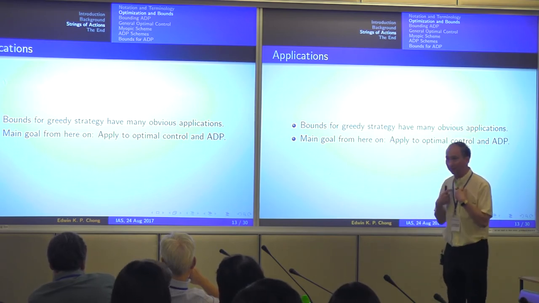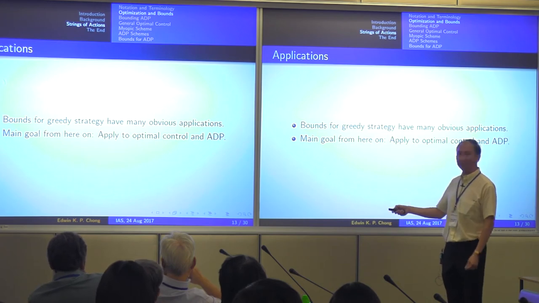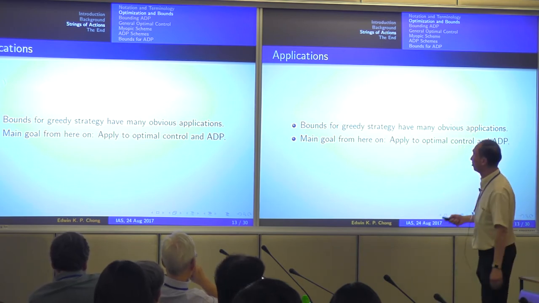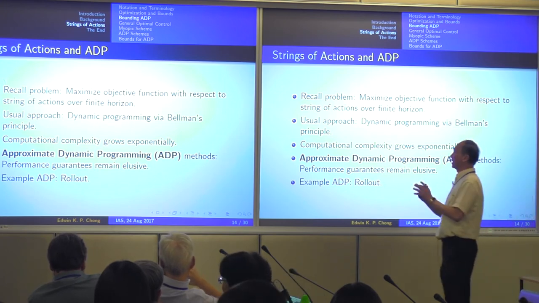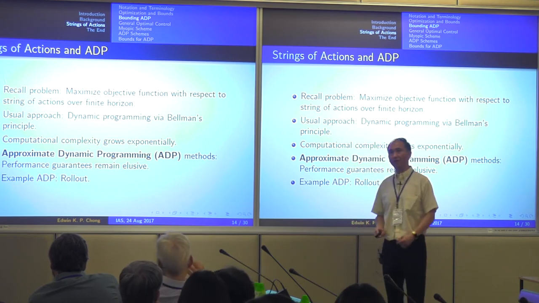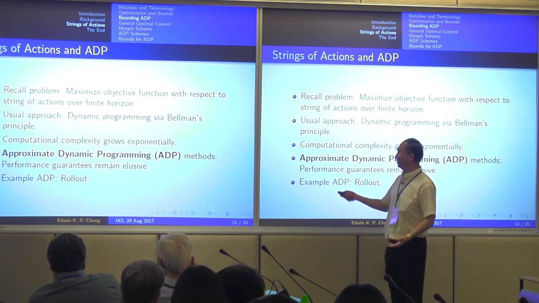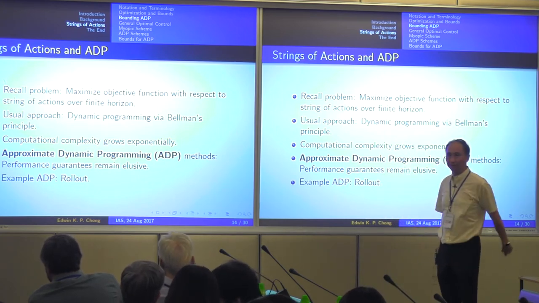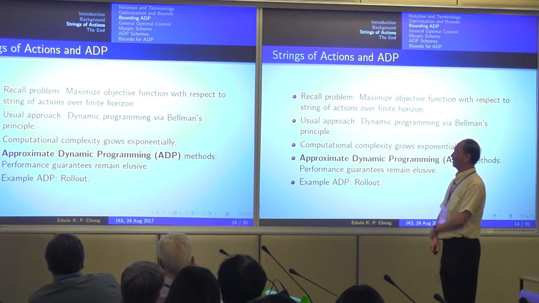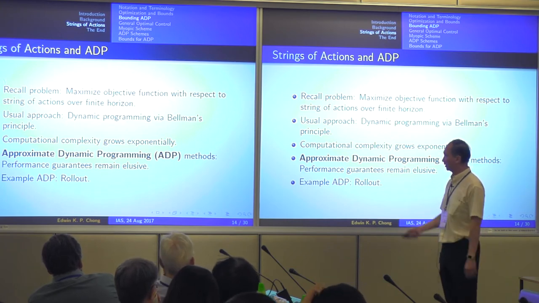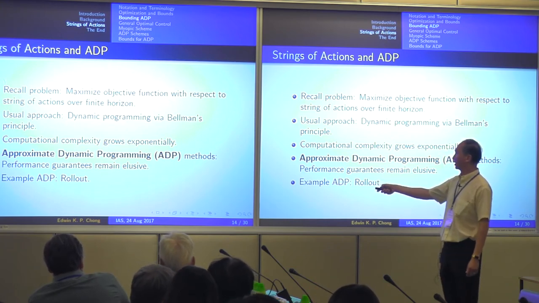Now, the main goal here for me is I want to apply this kind of bounding method to optimal control and, in particular, approximate dynamic programming. And I'll tell you exactly what I mean by that. All right, so now recall that the problem is to maximize a function with respect to a string of actions over a finite horizon. The usual approach is dynamic programming, right? Via Bellman's principle. Now, of course, as you know from Professor Cao's talk this morning, this is computationally a very complicated thing to do. In particular, approximate dynamic programming has a complexity that grows exponentially.